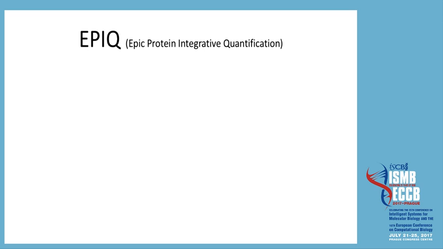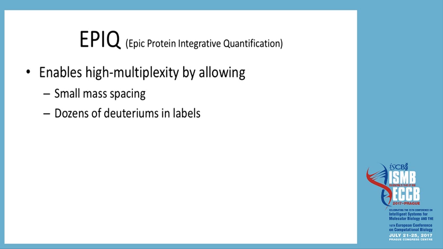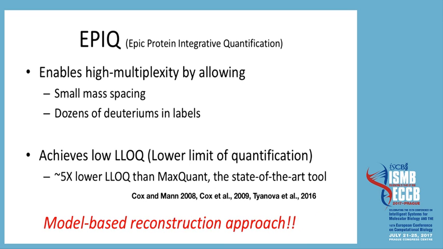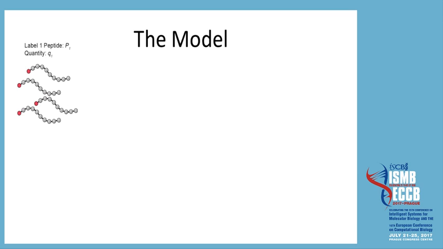It stands for EPIQ Protein Integrative Quantification, a software tool that enables n-plexed isotopic labeling-based quantification. EPIQ allows mass spacing as small as 2 Dalton and dozens of deuteriums in the label. I will also demonstrate that EPIQ has a low LLOQ, the lower limit of quantification, as compared to the gold standard quantification tool MaxQuant. And these are made possible by using the model-based reconstruction algorithm that I will describe in the next few slides.